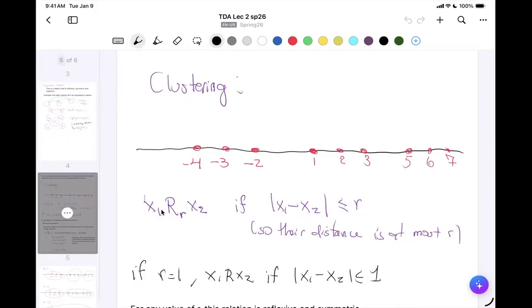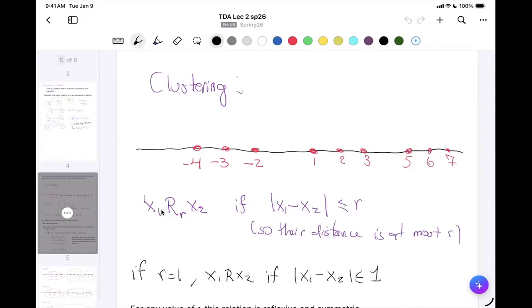So one way you could create an equivalence relation is to say that 2 points are related if the distance between them is below a certain value. Or rather, if the distance is at most a certain value. For example, if r equals 1, that translates to saying that 2 points are related if their distance is less than or equal to 1. That is almost an equivalence relation.